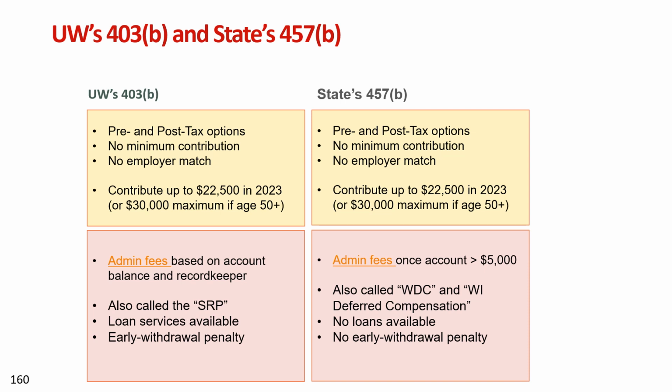The accounts do charge certain admin fees. And what the 403B will charge you depends on how much money is in your account and which record keeper you've chosen. There are two options. And the state's 457B charges admin fees once your account has more than $5,000 in it.